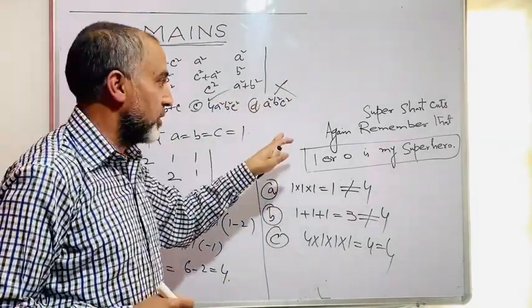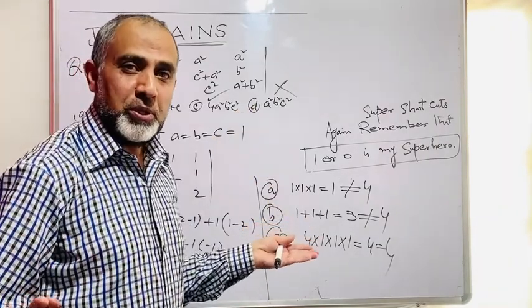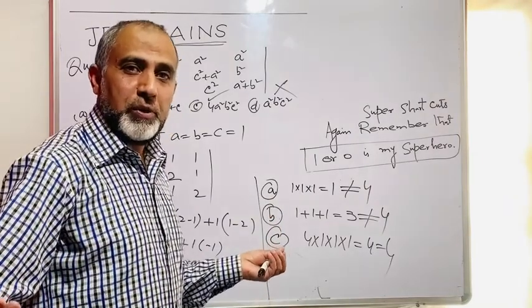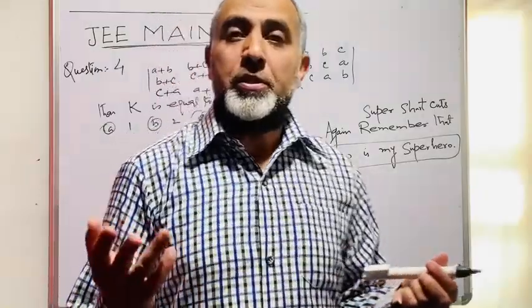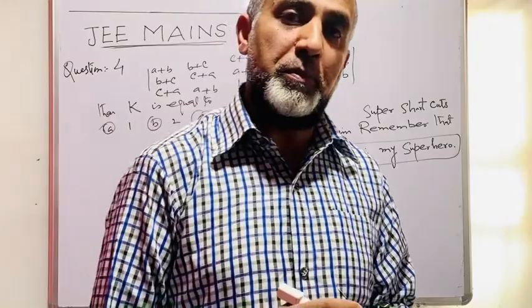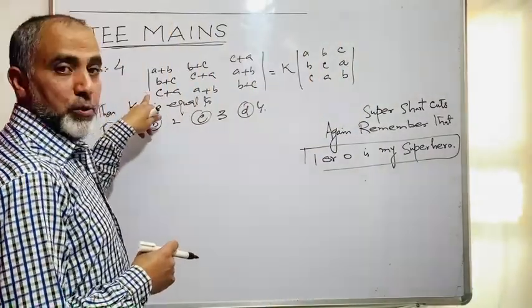We have to remember that 1 or 0 is my superhero. We can say with authority, 1 or 0 is my superhero. You can copy it. I will take the next question, question number 4. This again has been asked in JEE mains. The question says, we look at the solution for this determinant.